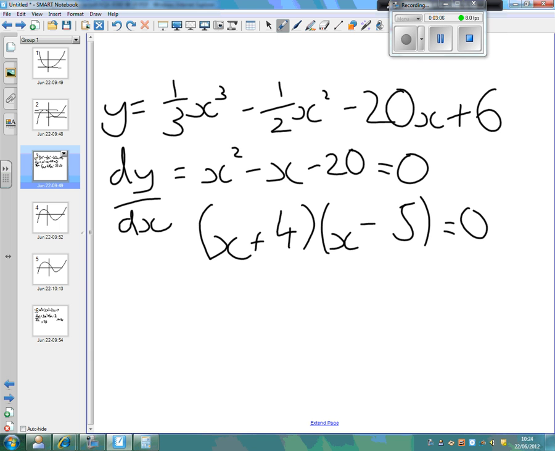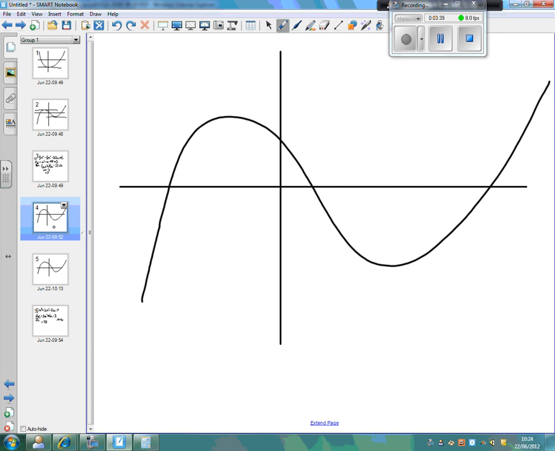Now, if we use our skills from higher GCSE maths, we know that one of these two brackets must equal 0. And for x plus 4 to equal 0, x must equal minus 4. And if x minus 5 equals 0, then that means that x must equal 5. So that means that the two stationary points on this cubic graph have x coordinates of minus 4 and 5. So if I take the cubic graph here, the x coordinates of this stationary point and this stationary point must be minus 4 and 5.